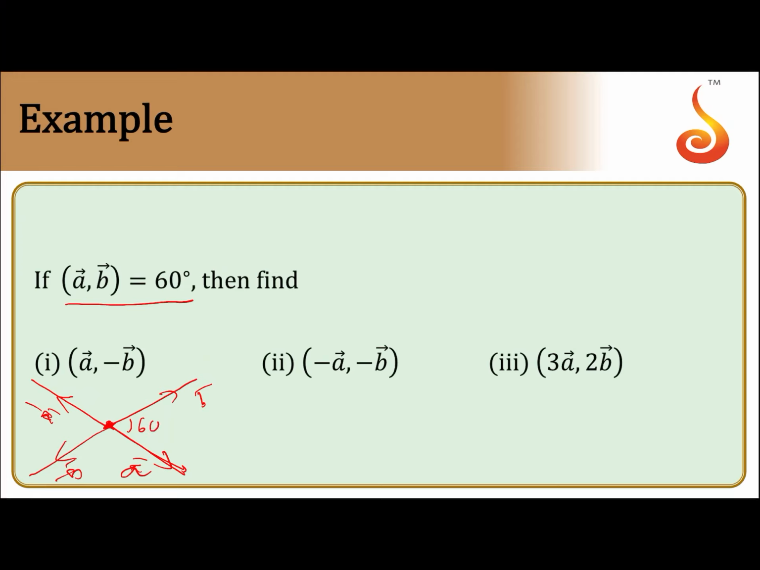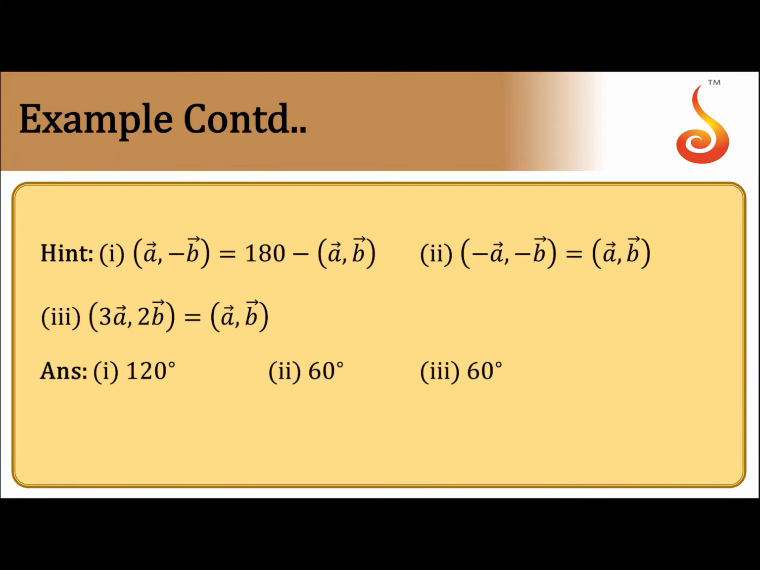So the angle between them is 60, and therefore this angle is equal to 120 degrees. Therefore, the angle between A comma minus B, this is minus B, and A is 120. So the answer for this one is 120 degrees. The angle between minus A, minus B is the same as the angle between A comma B. The angle between 3A comma 2B is the same as the angle between A comma B, 60 degrees. So the answer is 120, 60, 60.